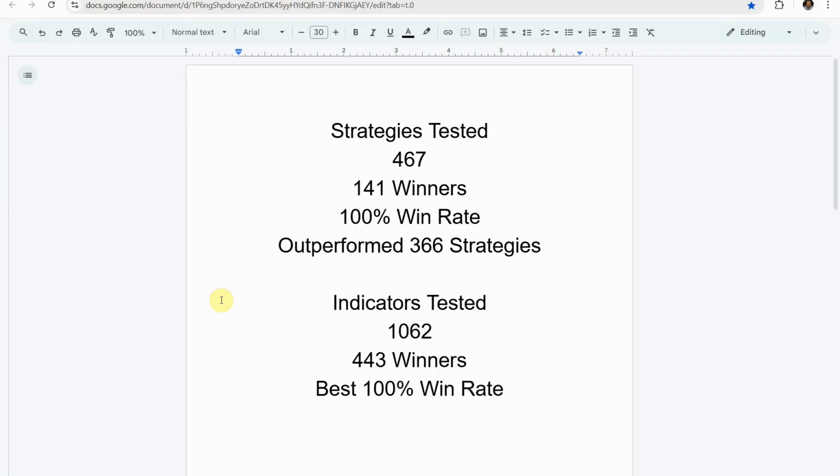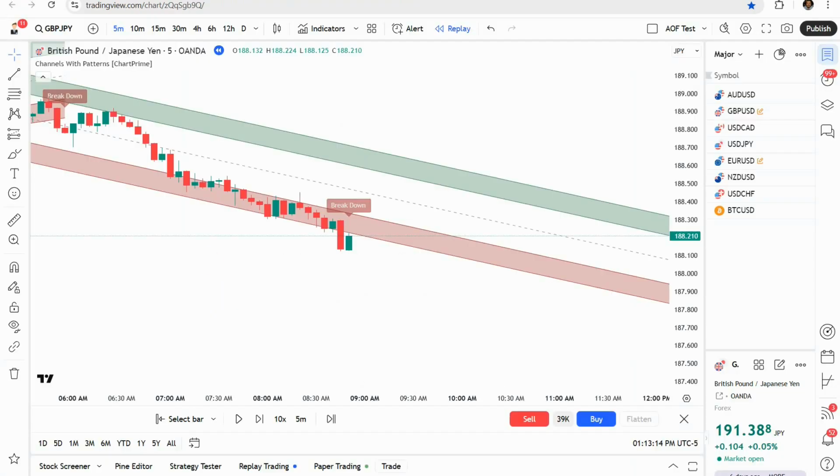So to date, we have tested a total of 467 different strategies, with 141 of them being winners. The best one so far was able to achieve a 100% win rate. That was achieved using the Academy of Forex indicator to trade the crypto scalping strategy that I'll mention in this video on a live trading account. And so far, since we've been keeping track, it has outperformed 366 of the other strategies that we've put it up against, every single one so far. We've also tested a total of 1,062 indicators, with 443 of them being winners.